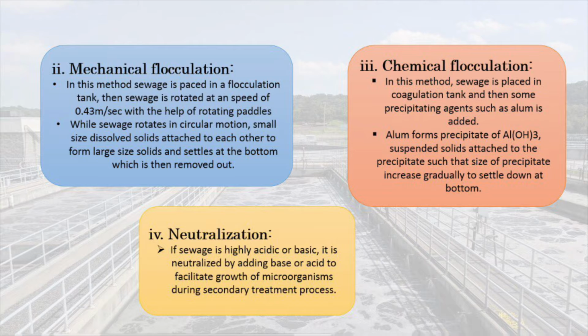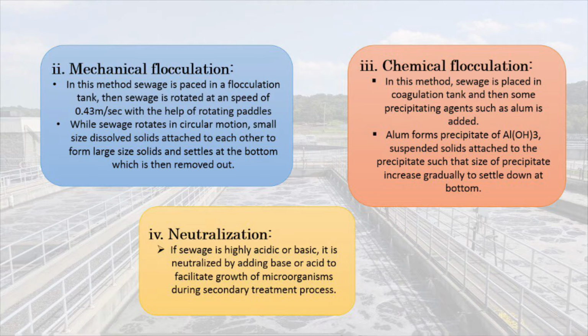Secondly, the primary treatment is mechanical flocculation. In this method, sewage is placed in a flocculation tank. Then, sewage is rotated at a speed of 0.43 meters per second with the help of rotating paddles. While sewage rotates in circular motion, small-sized dissolved solids attach to each other to form large-sized solids and settle at the bottom, which are then removed.